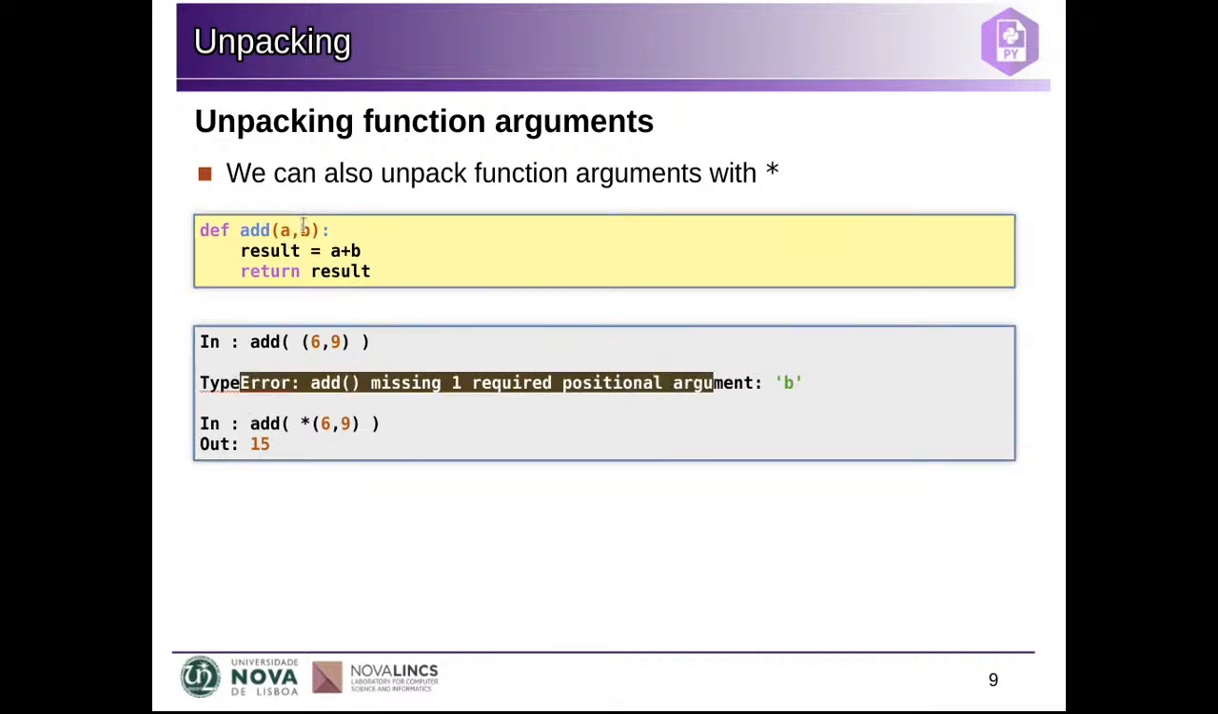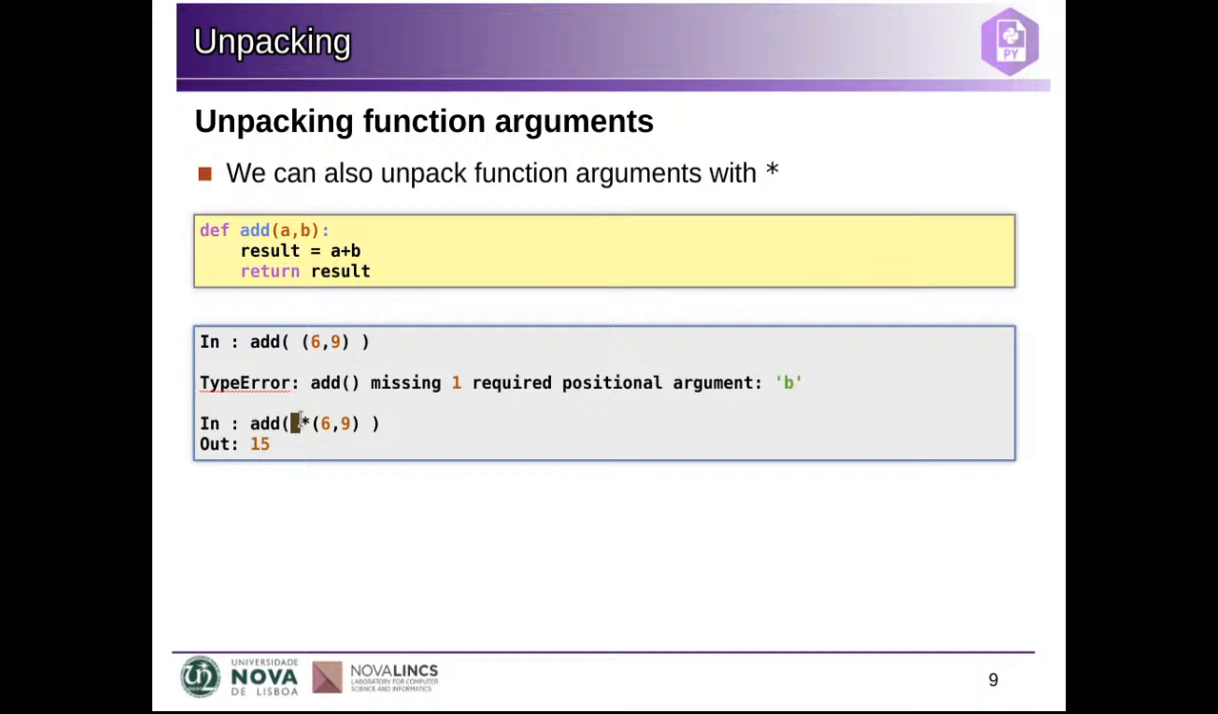We have this b parameter here, so we need an argument for b, a value for b, and we are not providing this argument. But if we put this star here before the tuple, we are telling Python to unpack the elements of this array into the parameters of the function. So Python will put this 6 on the first parameter a, the 9 on the second parameter b, and this now will work and give us the correct solution.